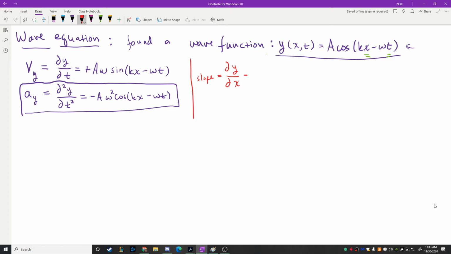So let's write this down. What would it be? If I take the derivative of this one, I'm going to get a k that comes out in front, right? And I'm taking a derivative of cosine, so I'll get a negative sign. So I think we're going to get negative k times a, and then sine of kx minus omega t.